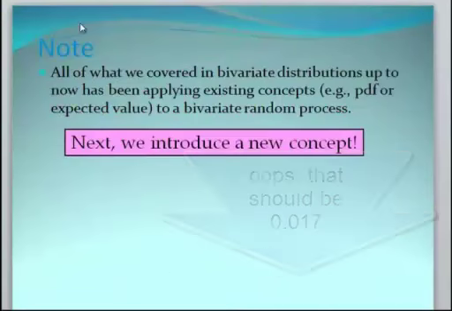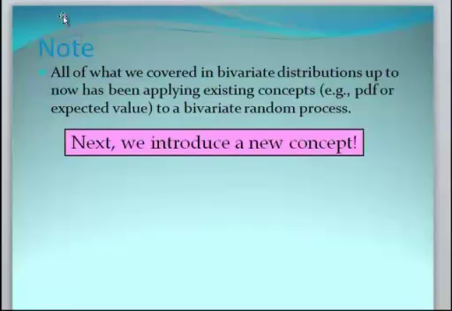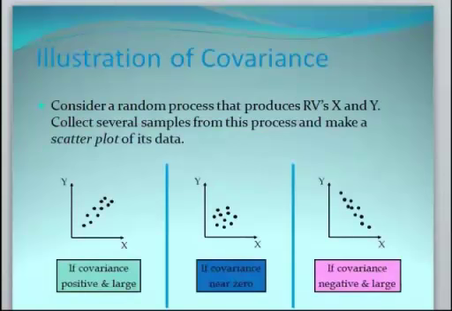So now all we've done so far is we've covered bivariate distributions, and we've been basically just applying existing concepts, probability density functions or expected value, to bivariate random processes. But now, oh boy, we get to introduce a new concept. But the essence of this new concept is you've already seen it a million times in all sorts of other situations, so it's not like it's really going to be all that new. We're going to talk about the idea of covariance.